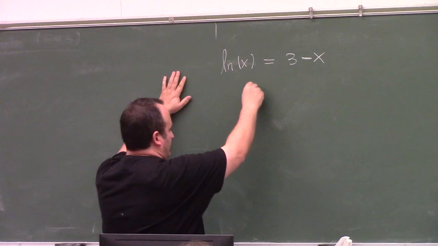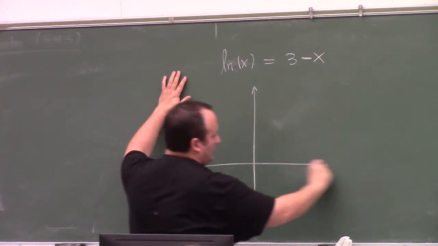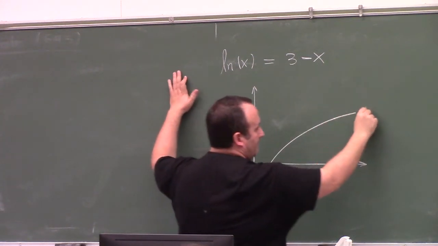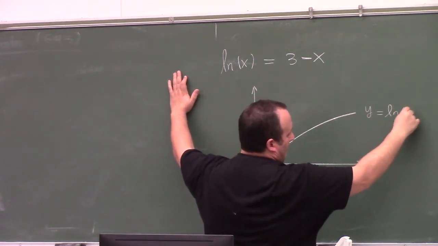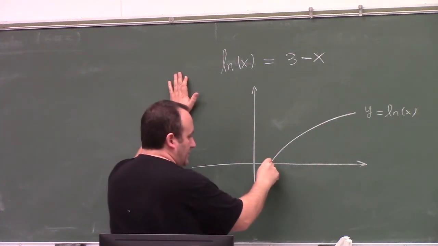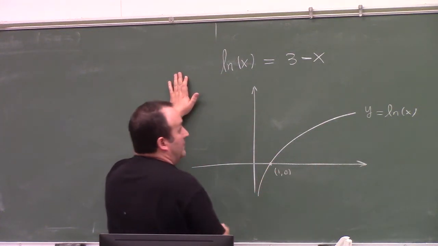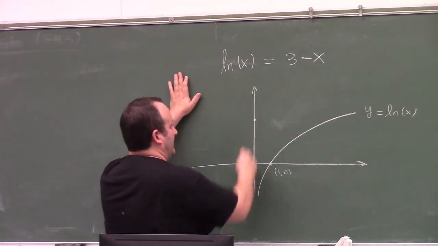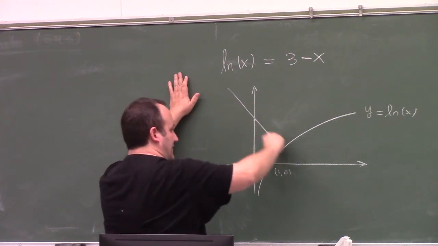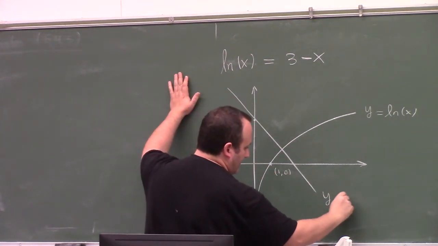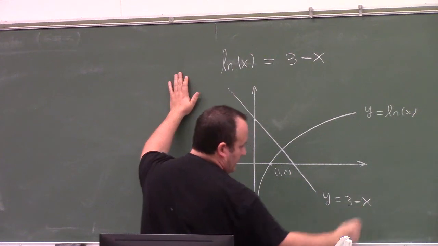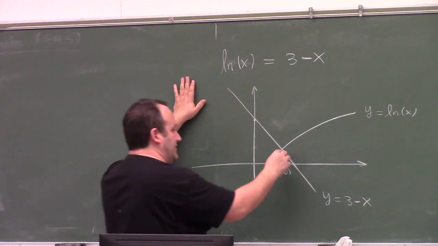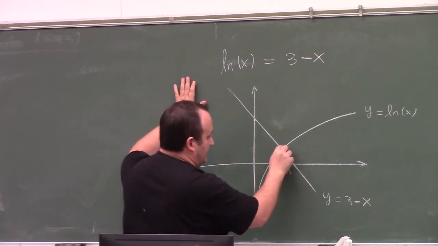What I would do in this situation is look at it graphically. Natural log of x is this thing. This point right here is (1, 0). 3 minus x has a y-intercept of 3 and a slope of minus 1. So it's something like this. So is there a solution? Yes. Is there more than one solution? I don't think so. This is the solution right here, whatever that is.